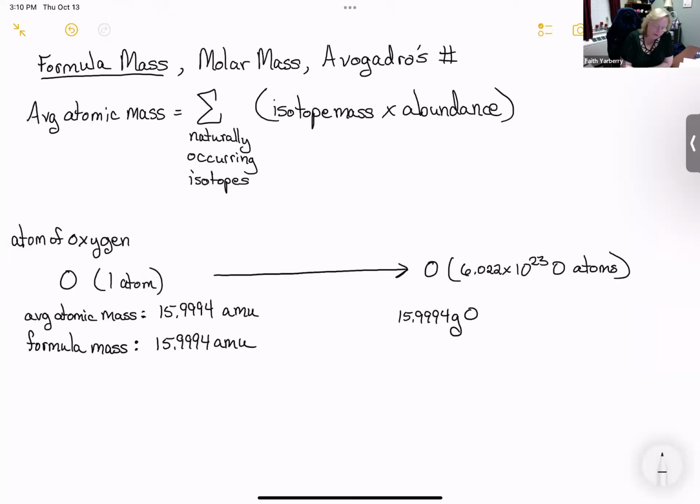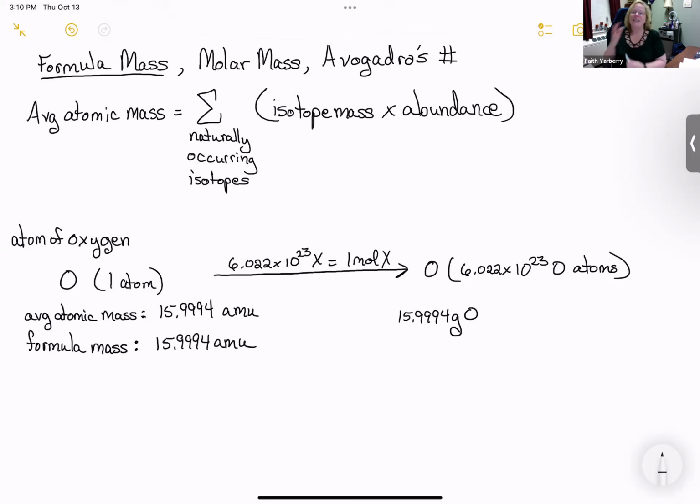Now, Avogadro's number, 6.022 times 10 to the 23rd of anything, is equal to 1 mole of that thing. Avogadro's number, folks, is basically a counting number, just like you say there's 12 eggs to 1 dozen. You physically count the eggs, 12 of them, and that's a dozen. Avogadro's number is also a counting number. It is 6.022 times 10 to the 23rd, and that's equal to a mole.